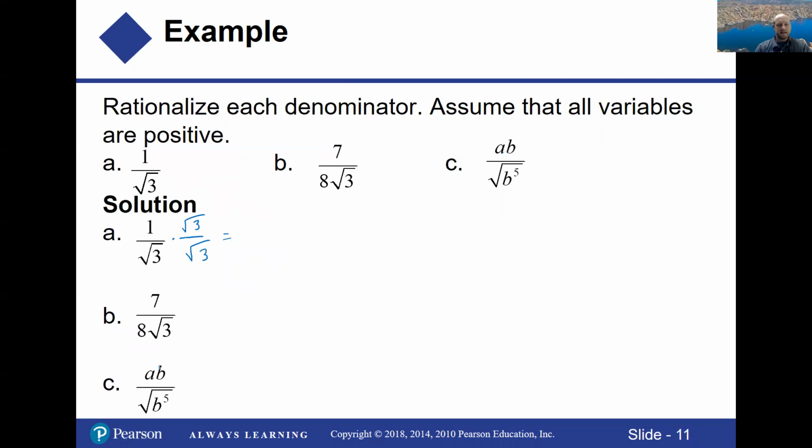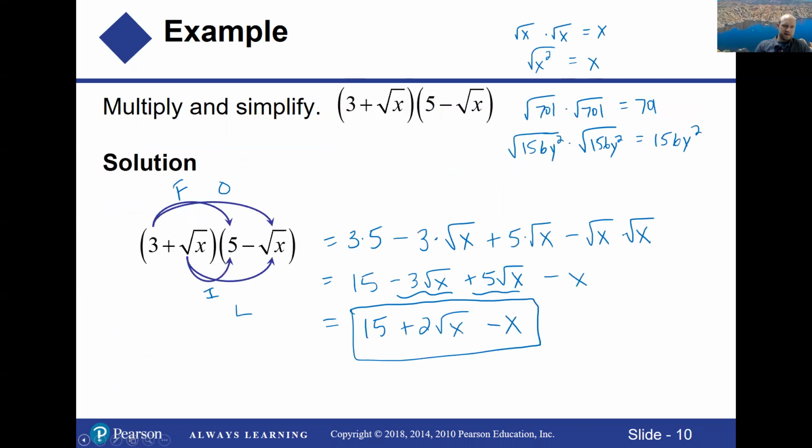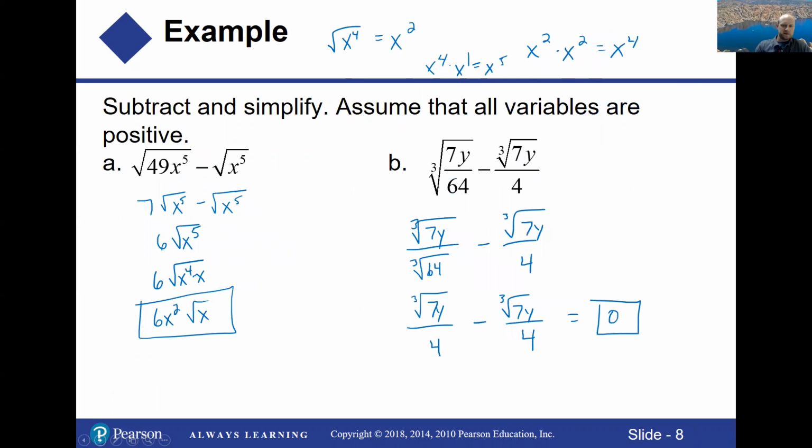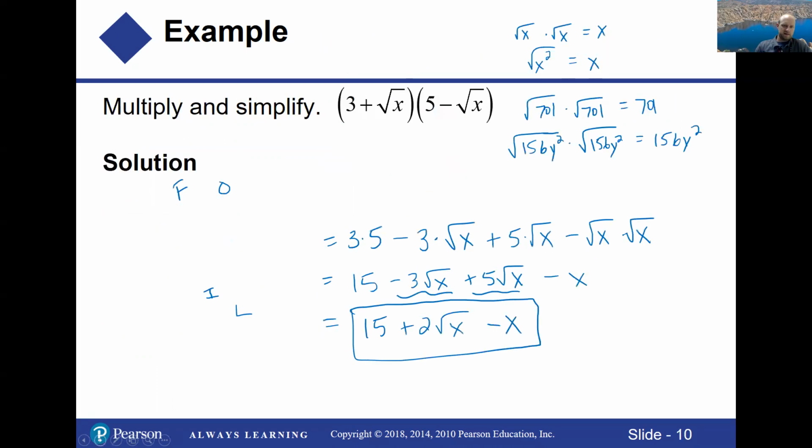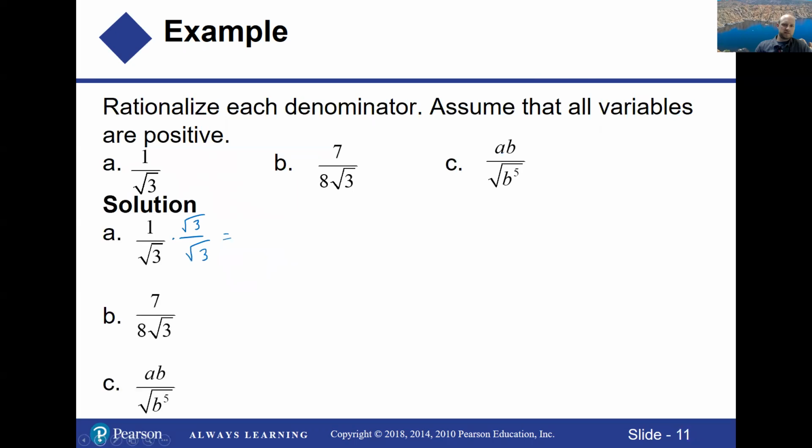Why can I do that? It's basically a similar concept to this, when I multiplied top and bottom by 3 and top and bottom by 5, because I was trying to get a common denominator. You can multiply it by the same thing, top and bottom, because essentially all you're doing is multiplying by 1. So I'm not really changing the problem, but I'm going to get rid of the radical in the denominator when I do this.